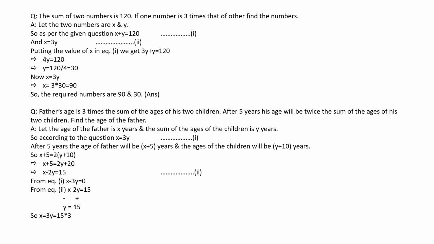But what is y? y is nothing but the sum of the ages of the two children. The age of the father is x, which equals 3y. That is 15 into 3, which is 45 years. Hence, the age of the father is 45 years.